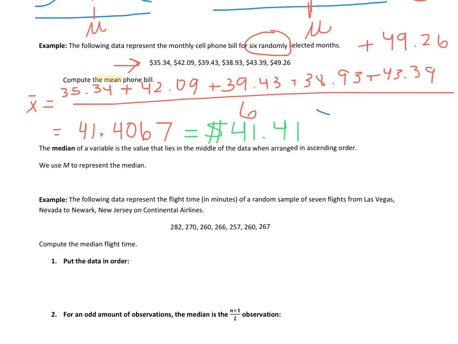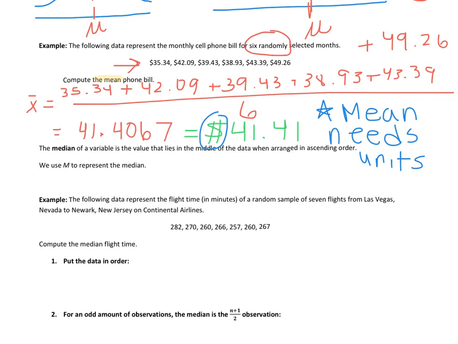So I would write this on a note card. Mean, median, mode, any central tendency needs units. And units is how we're measuring it. So in this case, the unit was dollars. We were measuring it in terms of dollars. All right, so that's a big one. So write that on your note card for the exam.